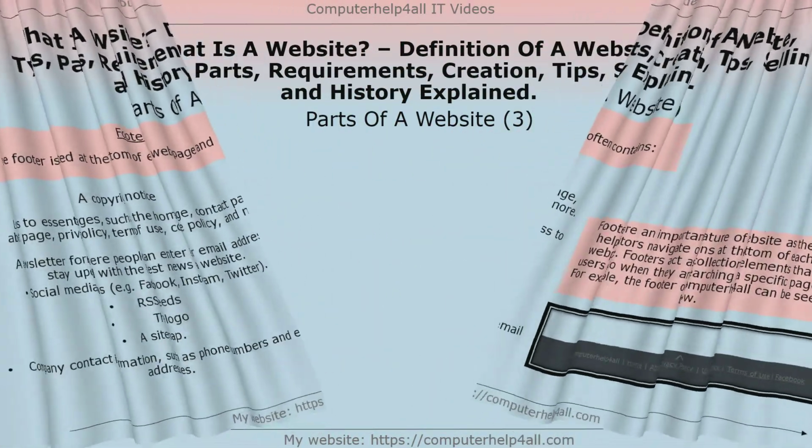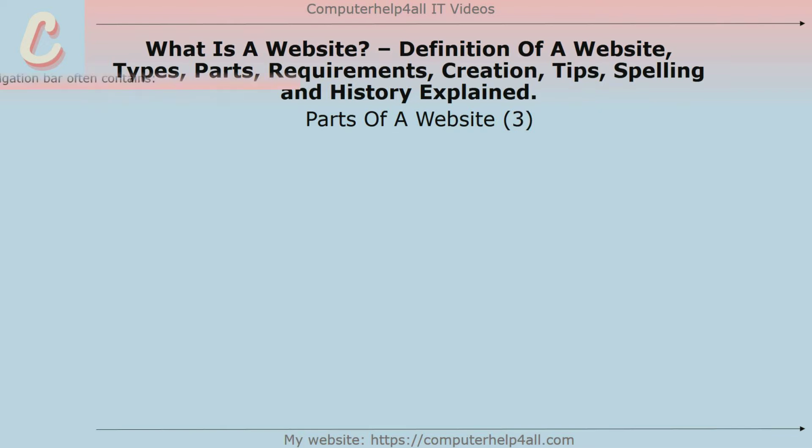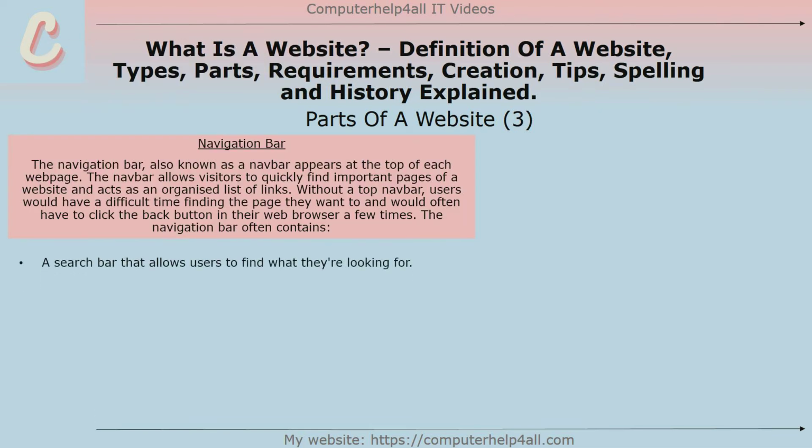Navigation bar. The navigation bar, also known as a navbar, appears at the top of each web page. The navbar allows visitors to quickly find important pages of a website and acts as an organized list of links. Without a top navbar, users would have a difficult time finding the page they want and would often have to click back a few times.